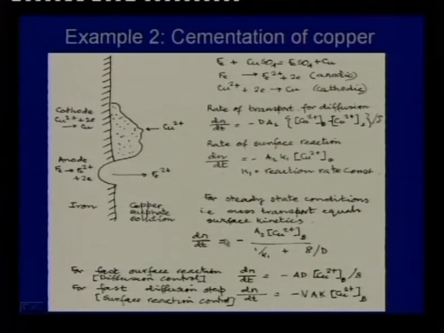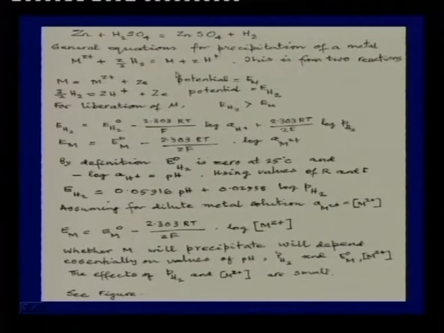We made an analysis to understand what factors will govern the rate of the cementation process. It is not very difficult to understand. Then we have come to a very important area, and we looked at it from a thermodynamic point of view: zinc, when it reacts with H2SO4, releases hydrogen, because zinc is more electropositive. We can write a general statement that a metal which is more electropositive displaces hydrogen ions.